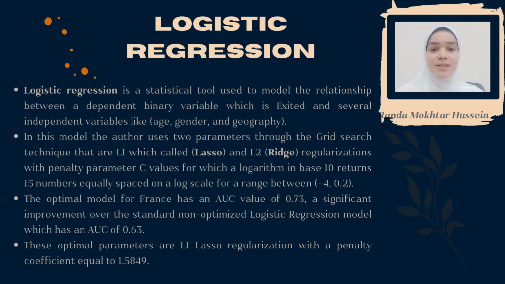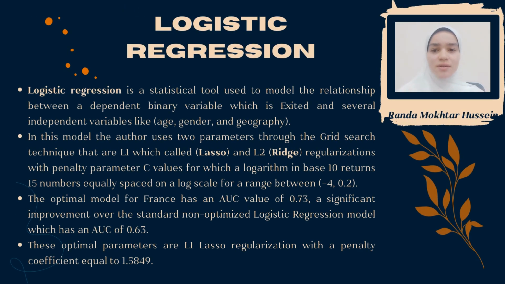The second model used in this paper is logistic regression. The paper defined logistic regression as a statistical tool used to model the relation between a binary dependent variable and several independent variables. The specific objective of the logistic regression model is to predict and understand the factors that influence a customer to churn or close their relationship with the bank. In this model, the author uses two parameters through the grid search technique that are L1, which is called lasso, and L2, which is called ridge regularization.